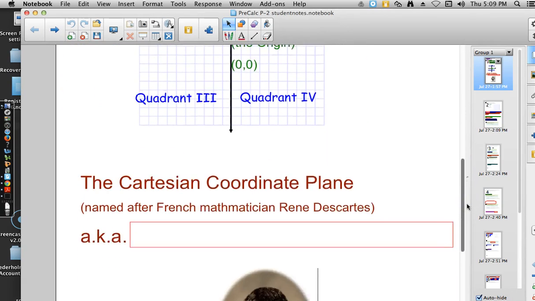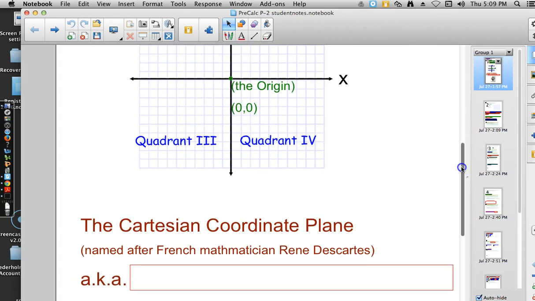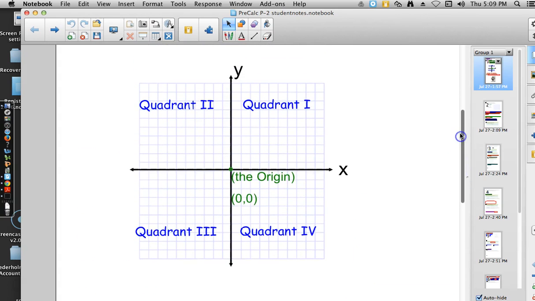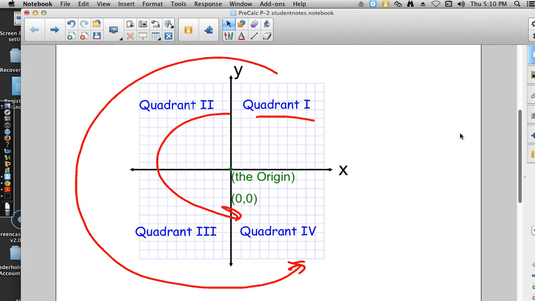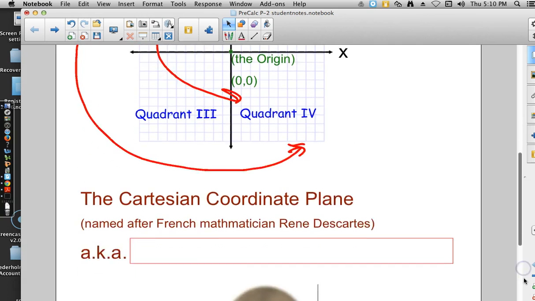So here we are with the quadrants. And if you've ever wondered why this is counterclockwise, why this seems backwards, well, it's European. This was developed by René Descartes, and he was a French guy. So we start over here with quadrant 1 and make our way around 2, 3, and 4, with the origin, of course, at 0, 0.